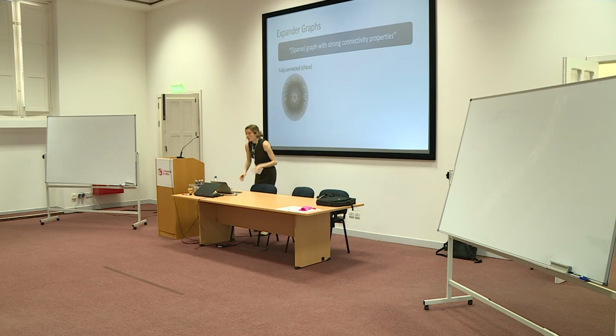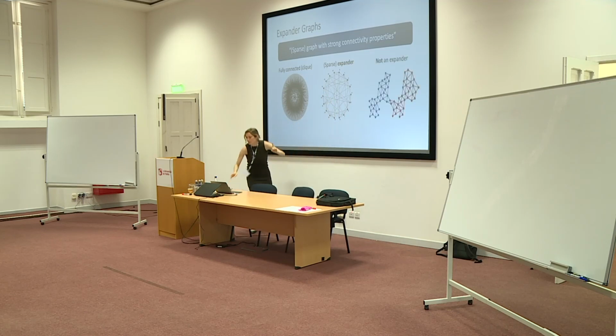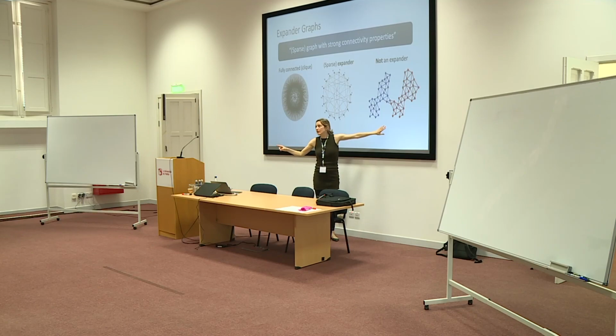On one hand, for example, we have the fully connected graph. This is the clique on some n nodes. A sparse expander might look something like this. Again, I'm keeping this high level, but somehow it still is connected in here. As compared to this, which is an example of something that is not an expander.